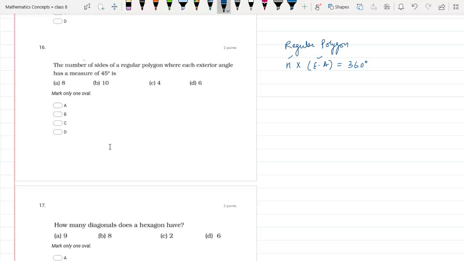So in this case we have to find the number of sides. We know the value of the exterior angle. It is 45 in this question, so n times 45 is equal to 360. That means n is equal to 360 upon 45. We can see 9 can divide both the numbers. So 9 5s are 45, 9 4s are 36, 0, 5 8s are 40. So 8 is the answer. So option A is correct.